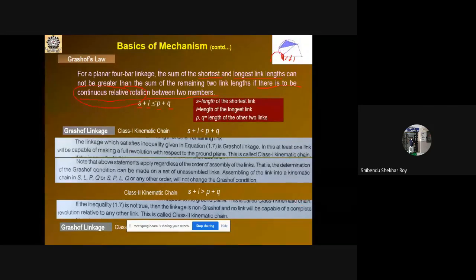Now, sometimes they are called class 1 kinematic chain, class 2 kinematic chain, class 3 kinematic chain; that is the name only. But if your linkage satisfies the condition S plus L less than or equal to P plus Q, you can split it into two groups: one is S plus L less than P plus Q, another is S plus L equal to P plus Q. Both are basically Grashof linkages. The four-bar linkages that satisfy the Grashof law are known as Grashof linkages. Class 1 kinematic chain is a Grashof linkage, and class 3 kinematic chain is also a Grashof linkage.